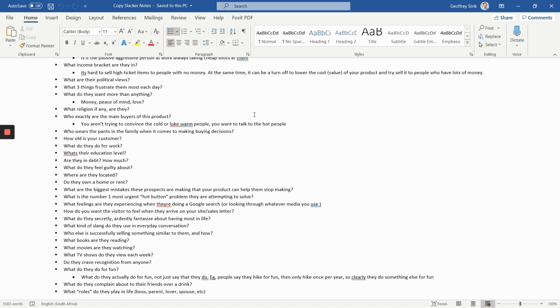Who wears the pants in the family when it comes to making buying decisions? This is helpful because you've got to understand that when people are making buying decisions, you aren't only convincing them that your product is the solution, but once they've made that buying decision, they also have to use the information that you provided them as the proof or their validating argument to convince the person in their house who actually makes the buying decisions as to why that decision was the correct decision to make.